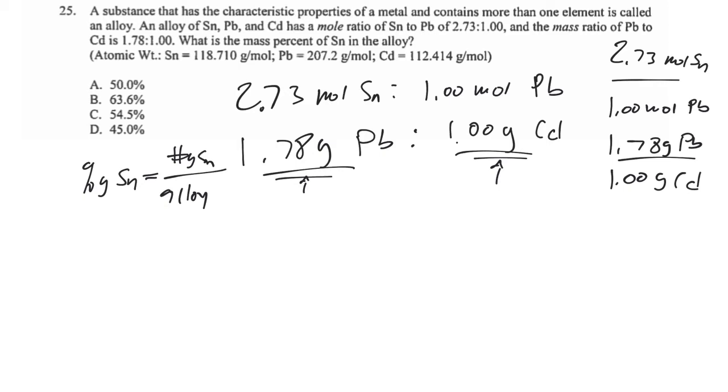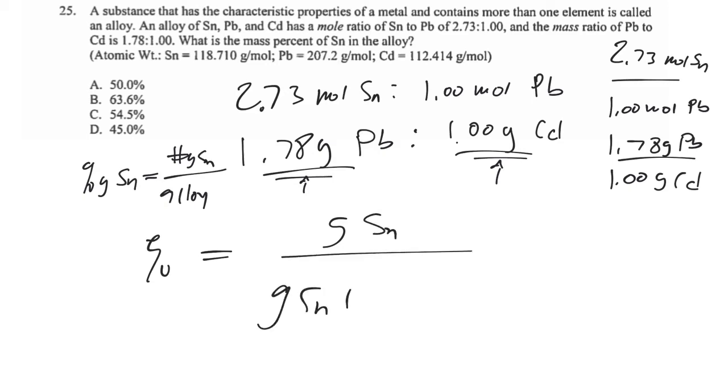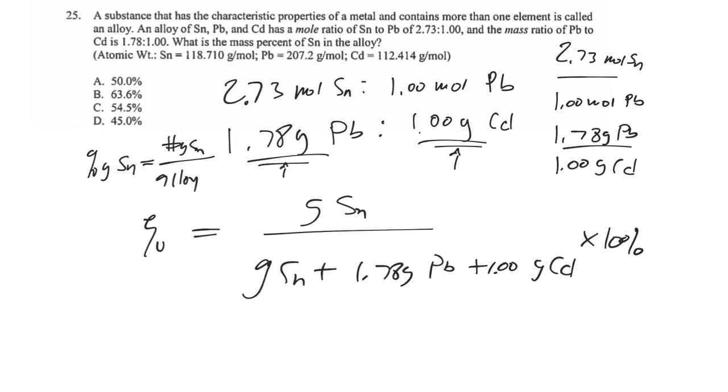So if I have a sample that I know contains a gram of cadmium and 1.78 grams of lead, all I really need to do is figure out how much tin it should contain, and then I can solve this problem, because I could take the grams of tin and divide by the grams of tin plus 1.78 grams of lead plus 1.00 grams of cadmium. And then if I multiply that by 100%, I get a percentage. Okay, so now how can I find the grams of tin?